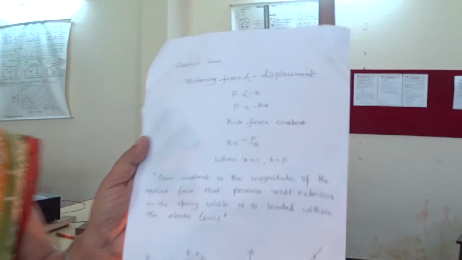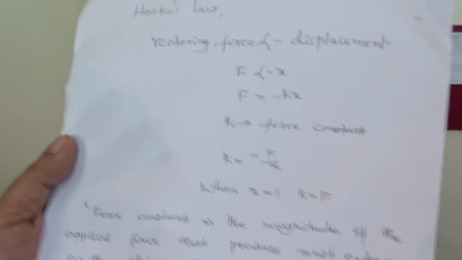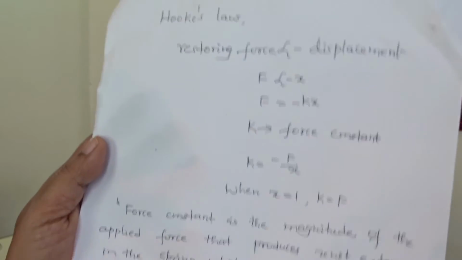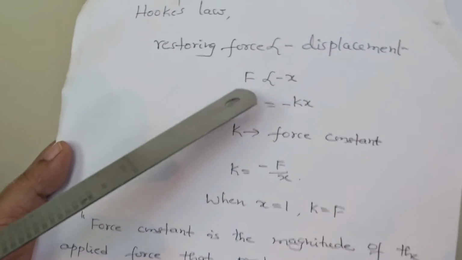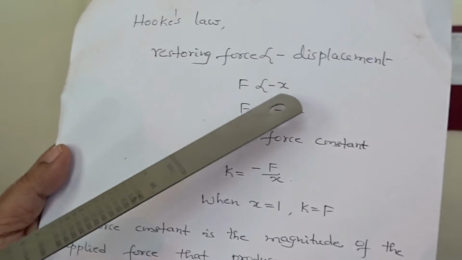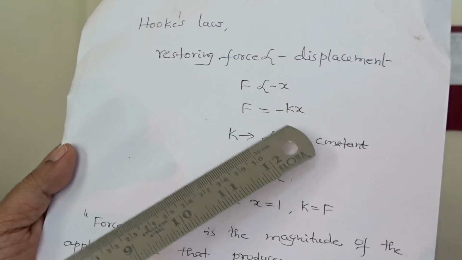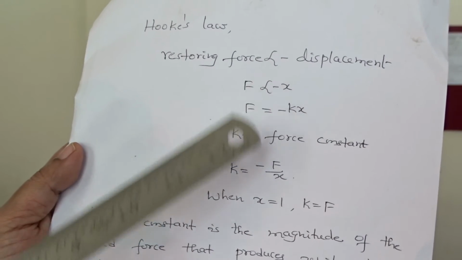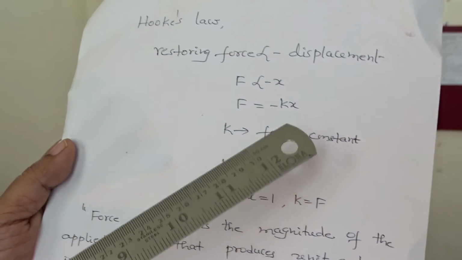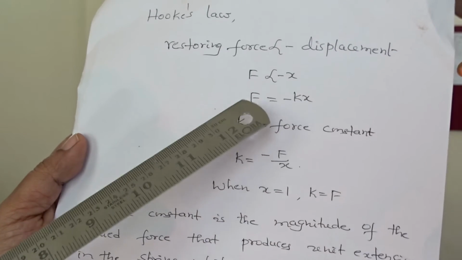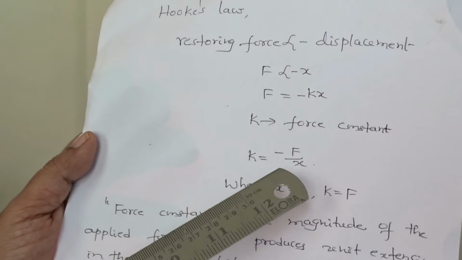You can see that here. The restoring force is directly proportional to the negative of the displacement. Force is taken as F and displacement is taken as X. Therefore, we get F = -Kx, where K is called the proportionality constant, or the force constant or spring constant. So we can rewrite this equation as K = -F/X.